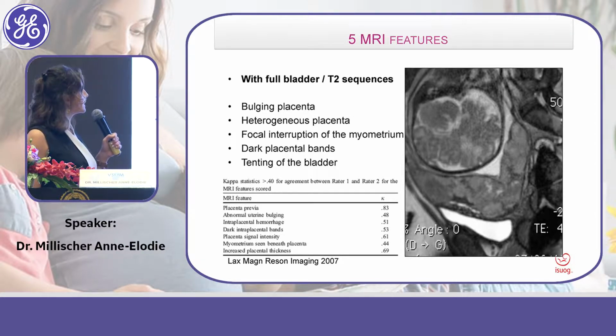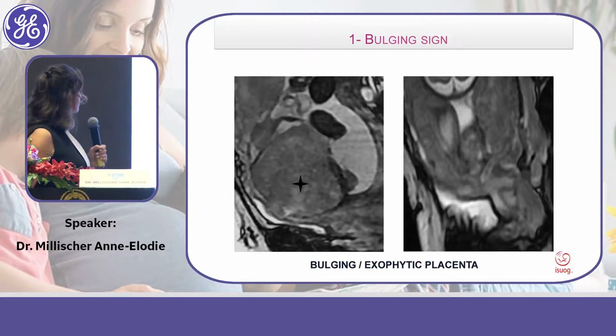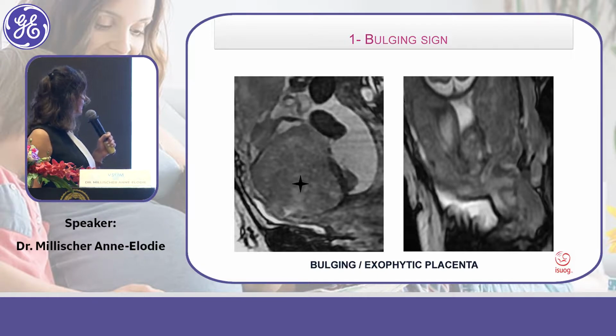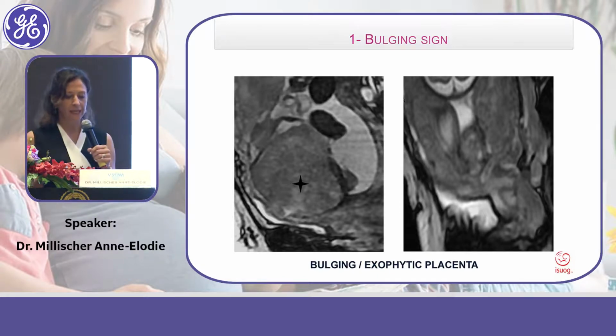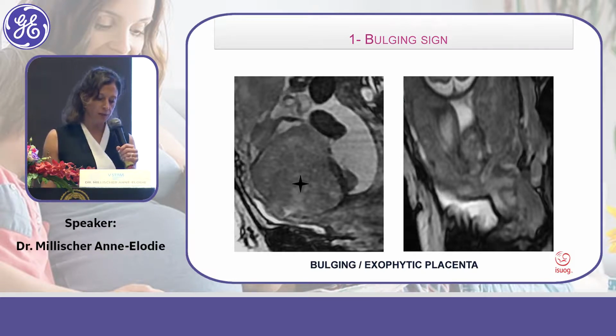We have this quite parallel semiology of the diagnosis of placenta in MRI. Đây là 5 cái đặc điểm mà các bạn sẽ thấy được khi chẩn đoán một cái nhau cài ở trên MRI. First is the bulging sign. The placenta is very thick, irregular, and it provides a bulging of the uterus.